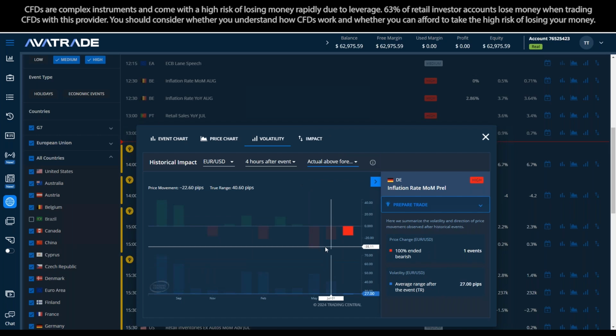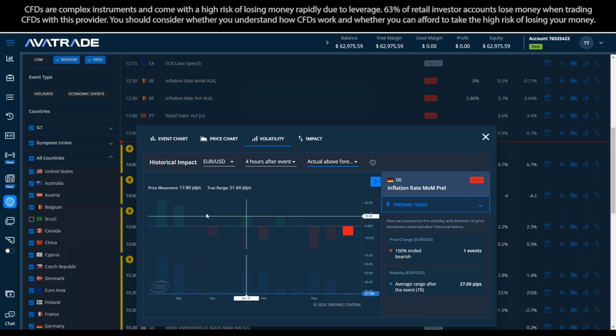In the past year's worth of data that is on the screen here being considered, it only happened once, which is not very many data points, right? It did drop in the one time that it happened, but not as significantly, only 27 pips, not 40 plus pips. And the fact that it only happened once, I wouldn't put much emphasis on this particular data set.